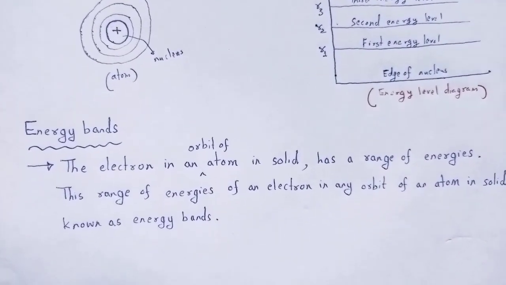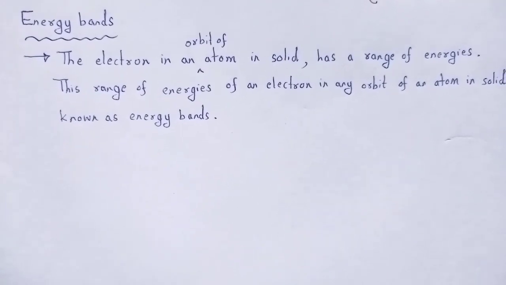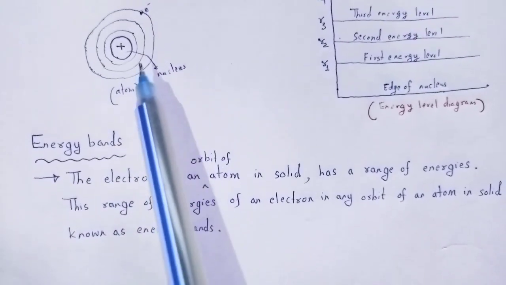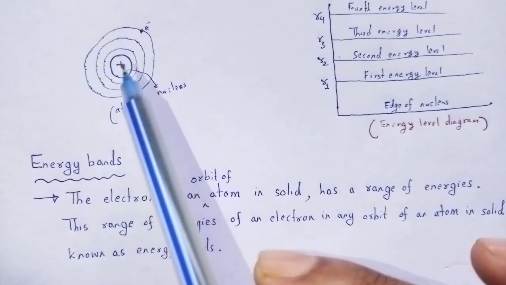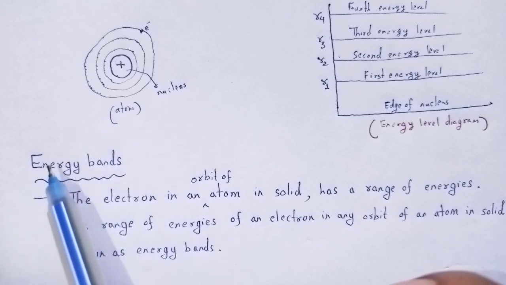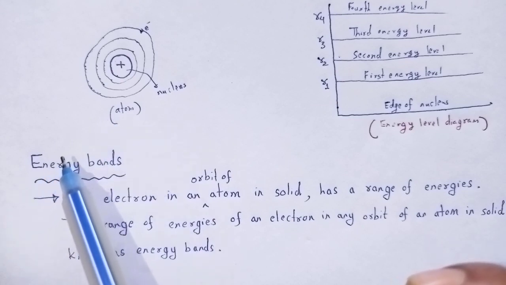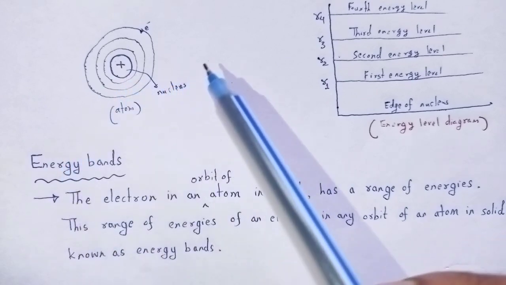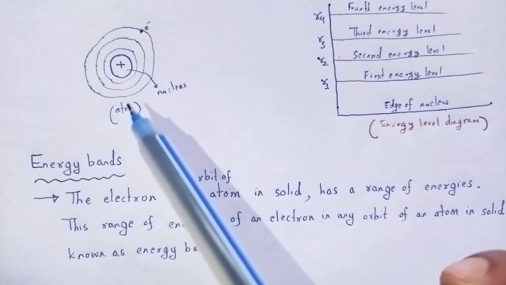What are energy bands? To show energy bands, in an isolated atom, the electron in a particular orbit has a fixed amount of energy, as we see in that figure. However, the energy of electrons in an orbit of an atom in a solid is greatly influenced by the closely packed neighboring atoms.